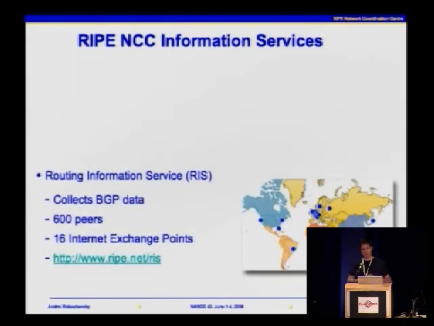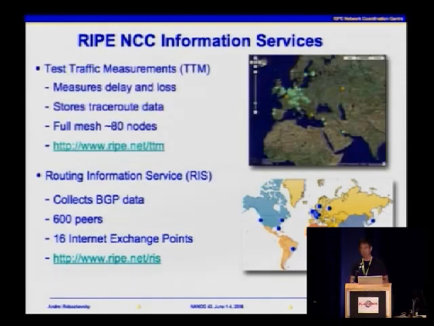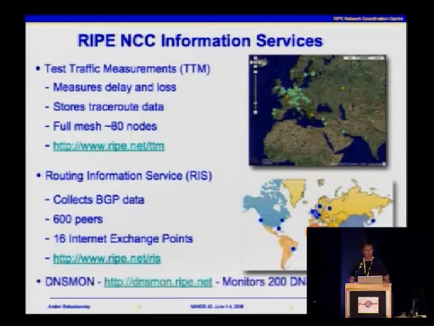So we build our information services on three main pillars, and those are TTM, the Test Traffic Measurement Network, built of 80 Stratum 1 synchronized nodes that spread around the globe and doing connectivity measurements among themselves. The second one is Routing Information Service, which you can see is a distributed looking glass with history. And the third one is DNSMon, a tool that allows to monitor performance of core DNS servers around the globe.